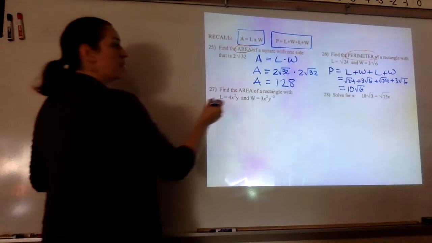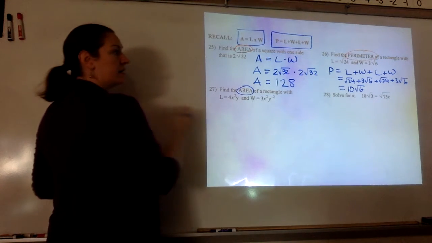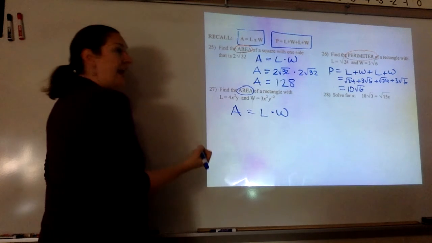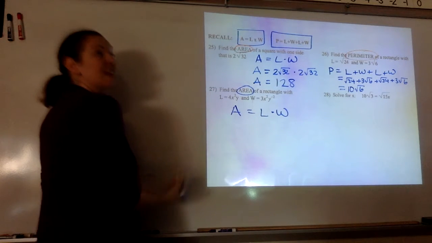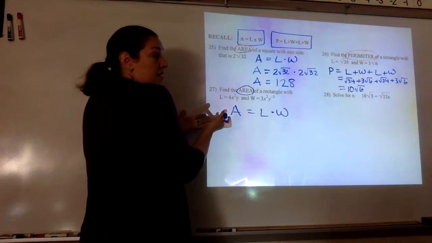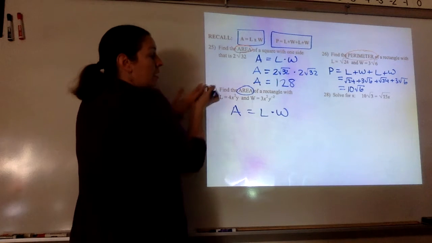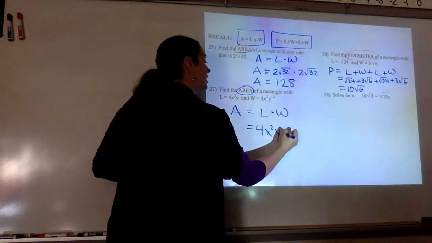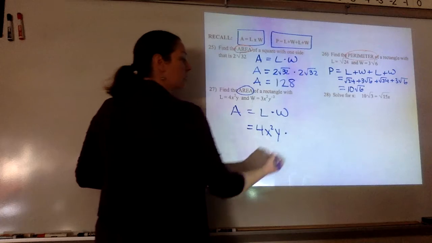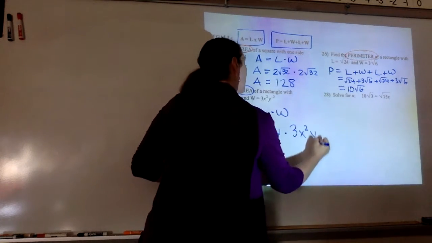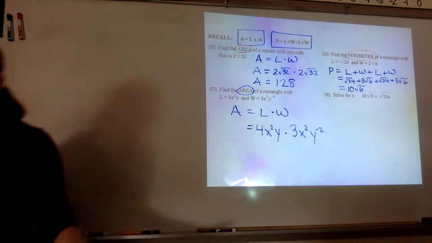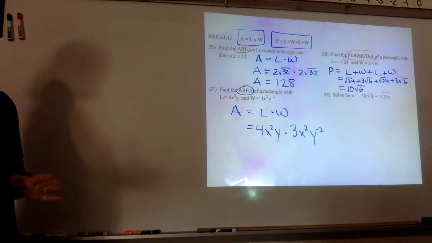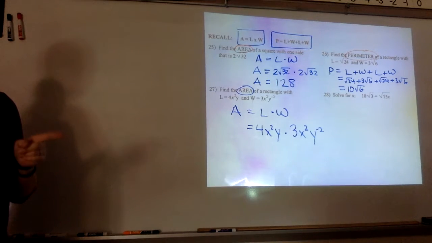All right, now what about area? What's my formula for area? Length times width. Area equals length times width. Now this always kills me. What does it say the length is? It says 4x squared y times 3x squared y to the negative 2. Don't think about it. Write it. Take what it says and plug and chug. Now, do you see negative exponents?